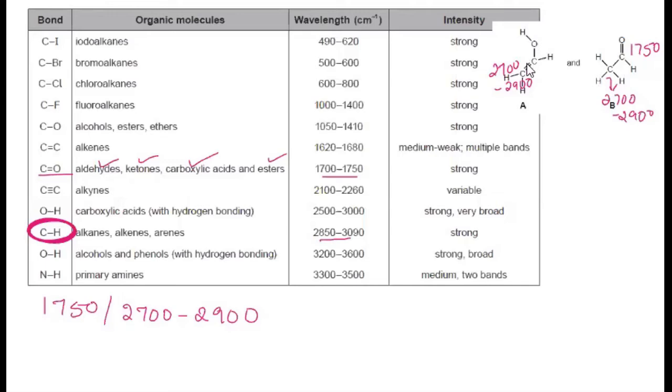Now analyzing the next functional group in molecule A, it is C double bond C. This is the next functional group in molecule A. And if this functional group is present, definitely we had to get something between 1620 and 1680, but that was not there. We had only peaks in this region. We didn't have anything here. So this is ruled out.